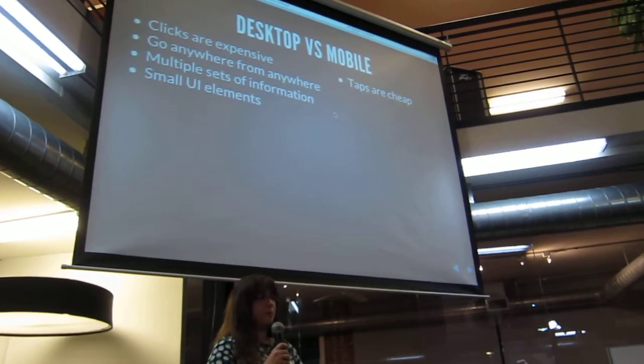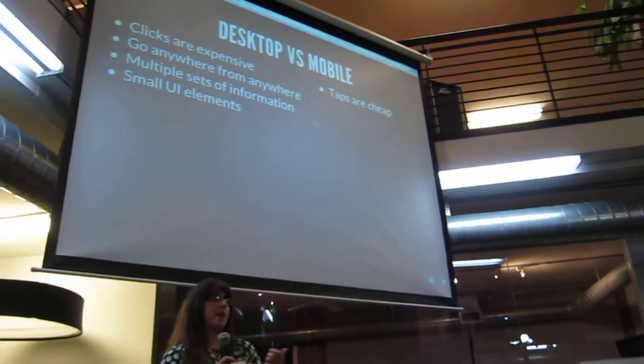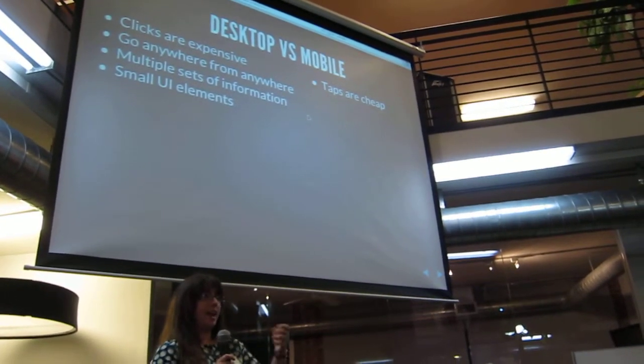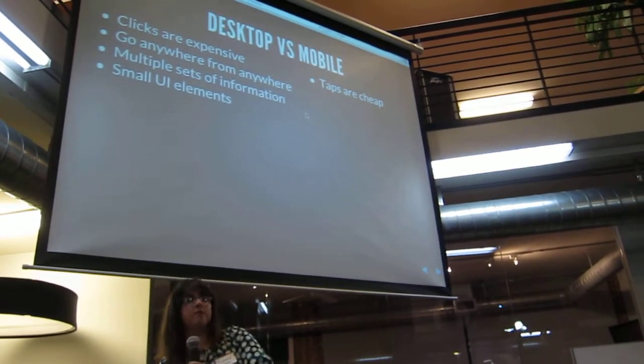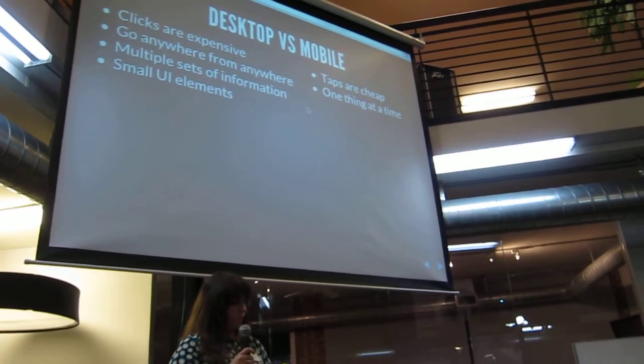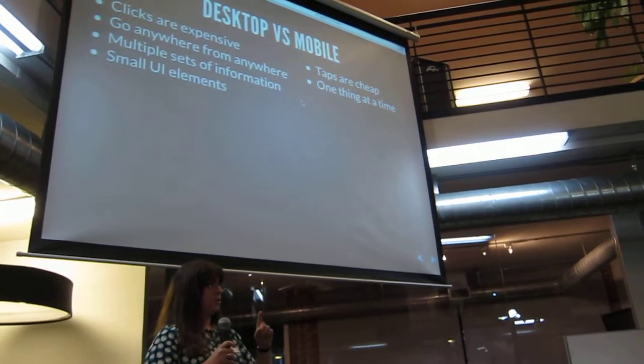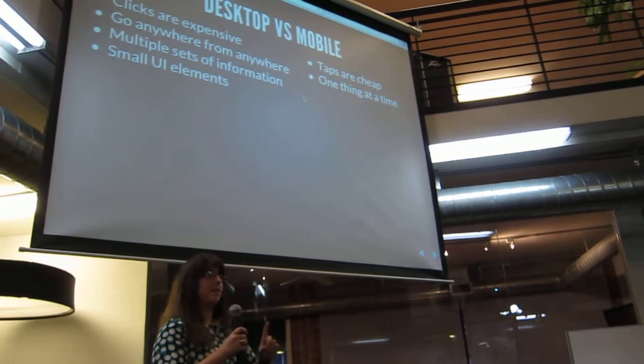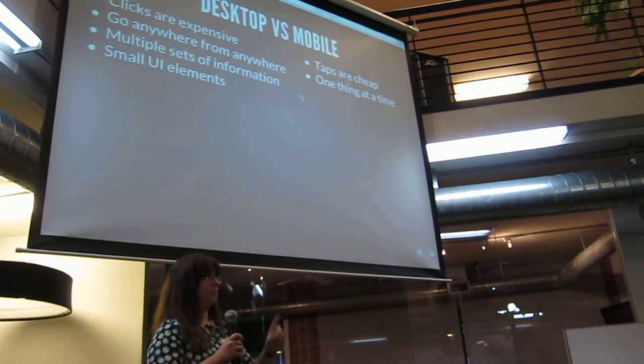Mobile: taps are cheap. People really like tapping on their phone. They like that feeling of, hey, I'm doing something, I'm not moving this mouse that's doing something. One thing at a time. Your users don't have a lot of screen real estate. They want to do one thing at a time.